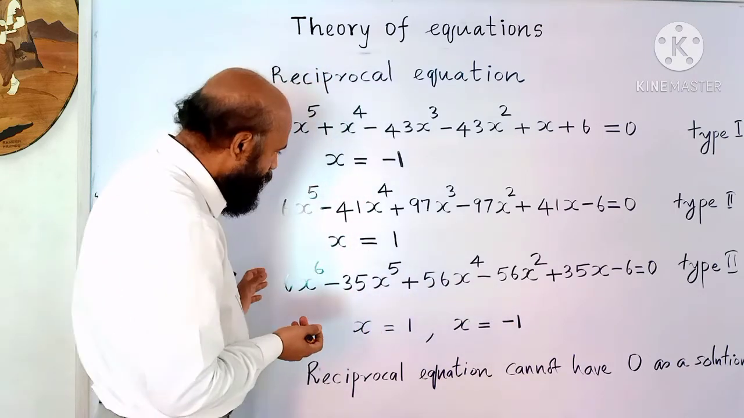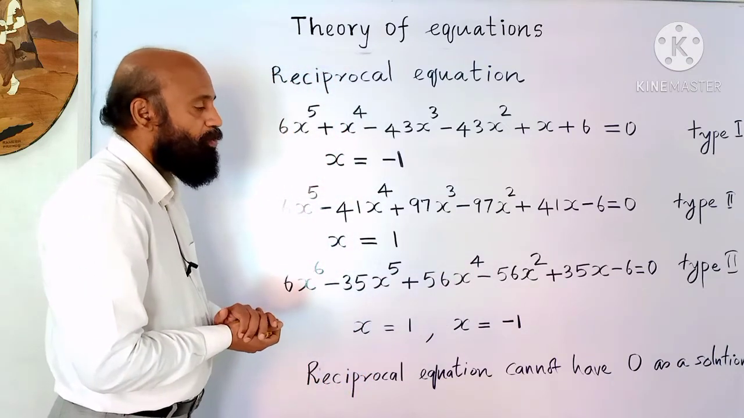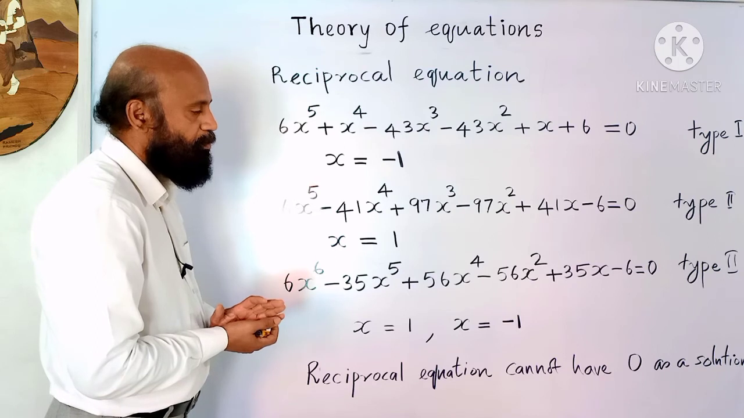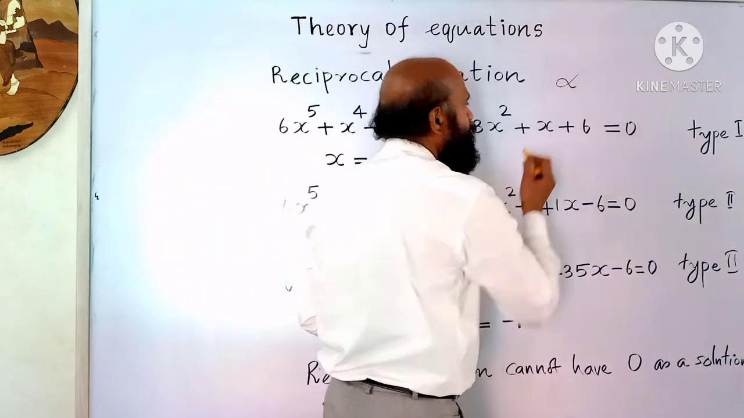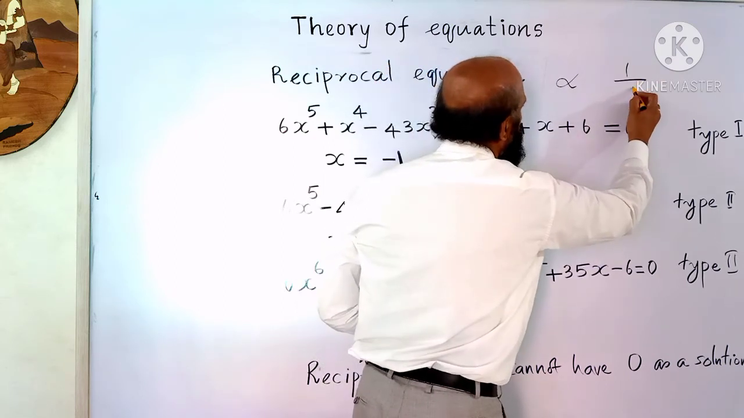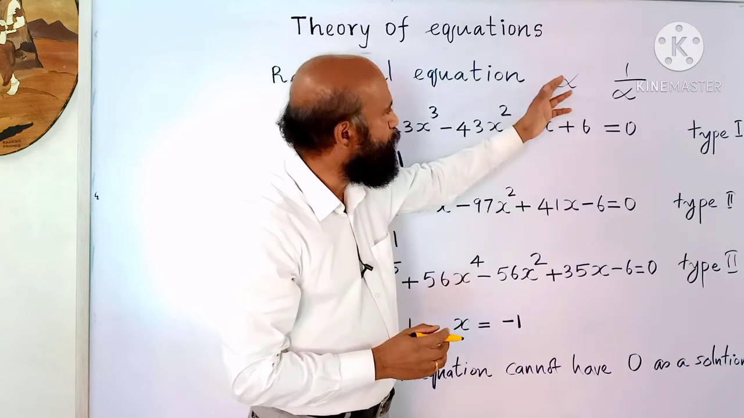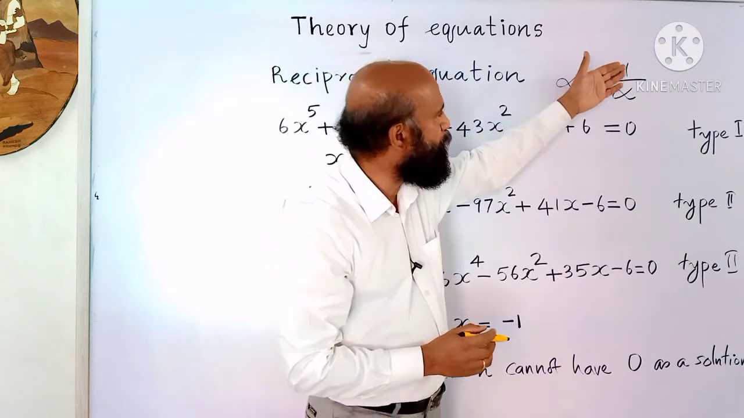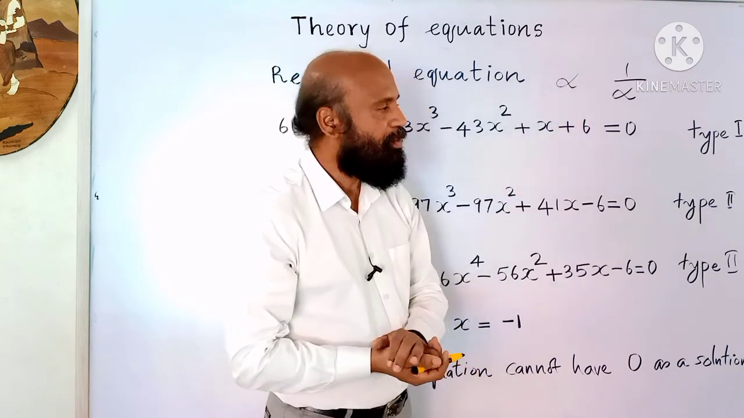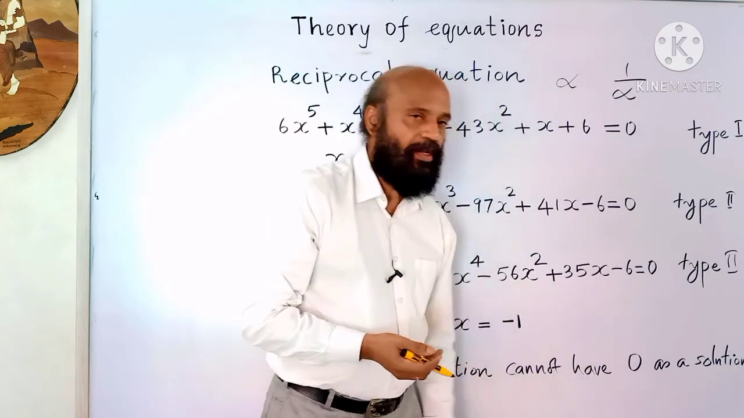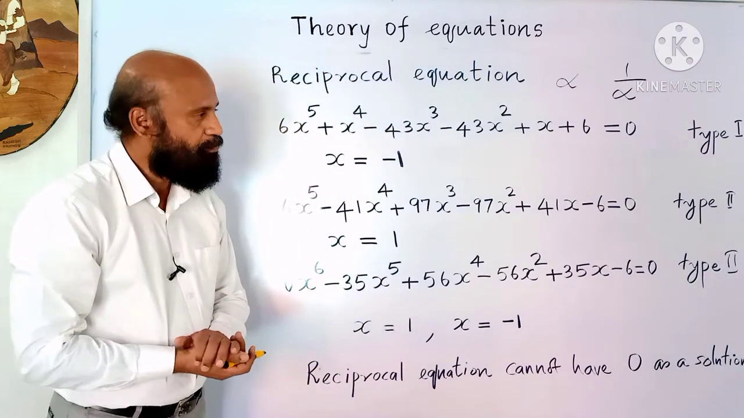Both are the roots. Then a reciprocal equation cannot have 0 as a solution. For a reciprocal equation, if alpha is a root, then 1 by alpha also should be a root. So 0 cannot be a root, because if 0 is a root then 1 by 0 also should be a root, but 1 by 0 is not defined. So a reciprocal equation cannot have 0 as a solution.